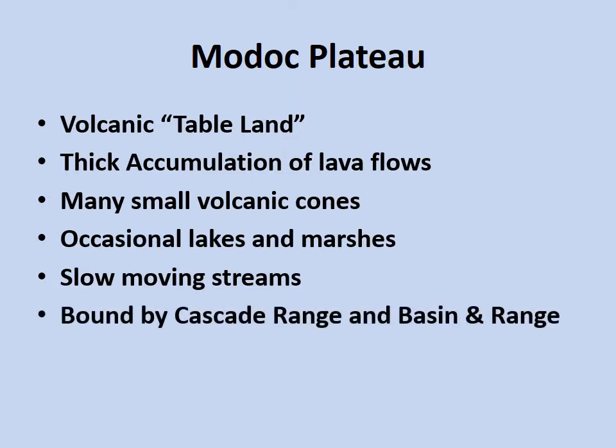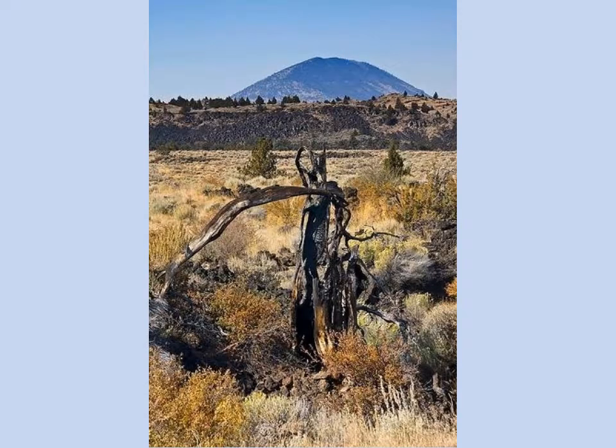And again, if we look at the map, it's basically bound or surrounded by the Cascade Range to the west of it, and the Basin Range to the east of the Modoc Plateau. So again, we're talking about higher elevation, relatively flat land, remnants of volcanoes. We have Glass Mountain up that way, where we find a lot of obsidian, and again some lakes up there as well that have been stocked with fish.